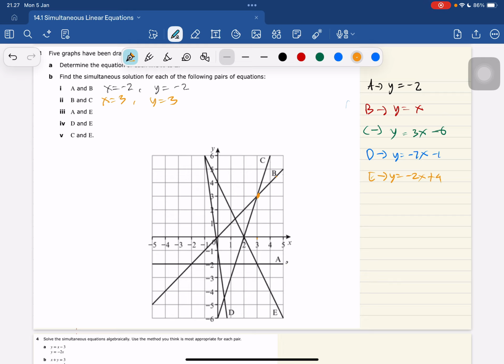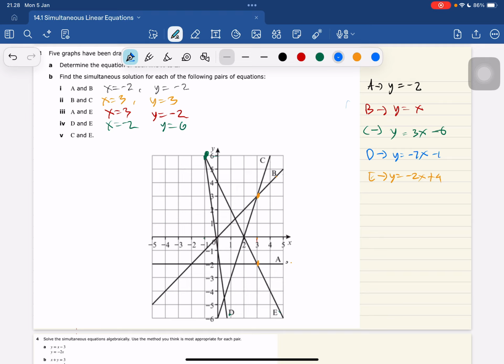A and E. Okay, this point, x equal to 3 and y equal to minus 2. Okay, next, D and E. Where is D? Okay, here is D. And E. Okay, this point. So x is minus 1, y is 6.